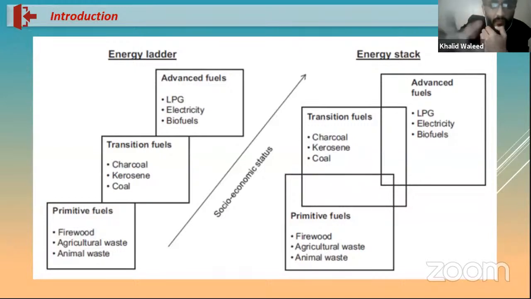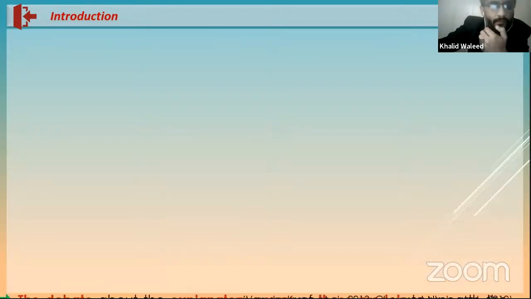If we compare these two models, we can see this diagram. In the energy ladder model, the household would just jump from primitive fuels to transition fuels and then from transition fuels to advanced fuels as their socio-economic status goes upward. Whereas in the energy stacking model, a household can use primitive fuels such as firewood and a transition fuel such as kerosene or charcoal at the same time for various sorts of reasons.